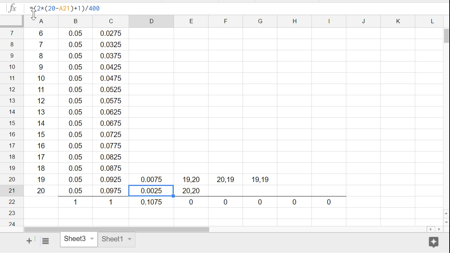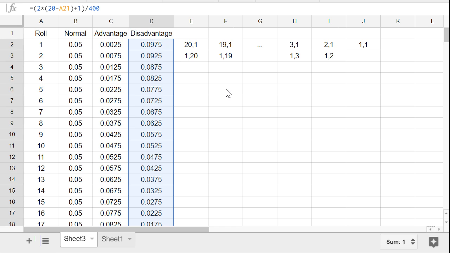So 20 minus 19 is 1, times 2 is 2, and then plus 1 is 3. Yeah. Okay. So this formula should work. There you go.